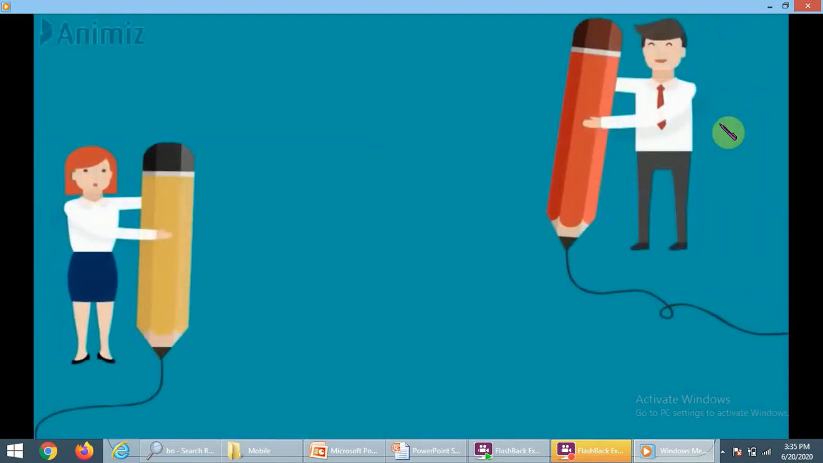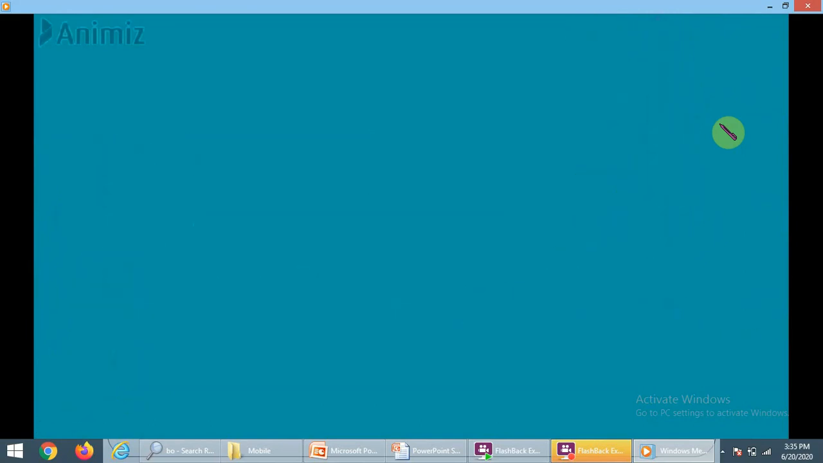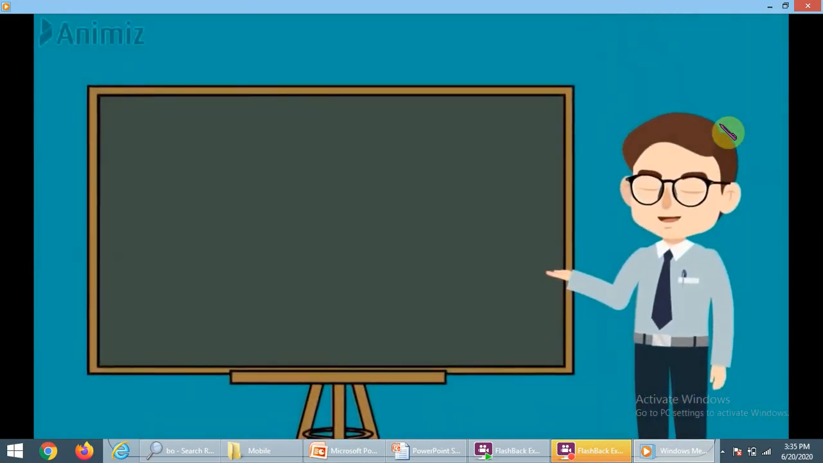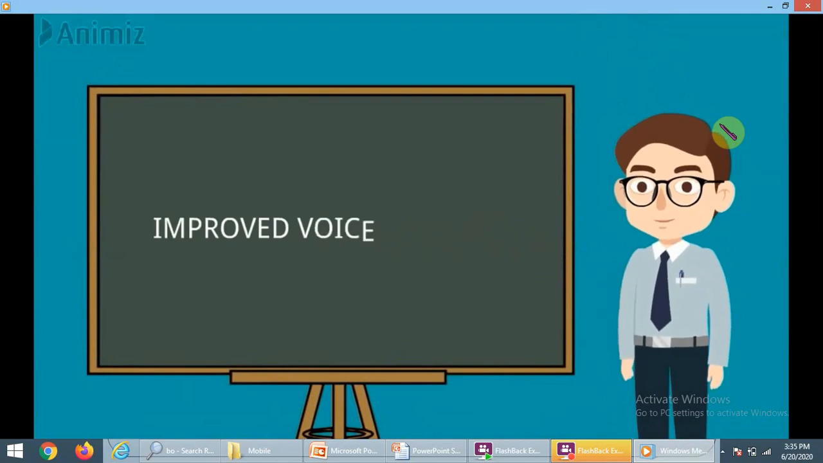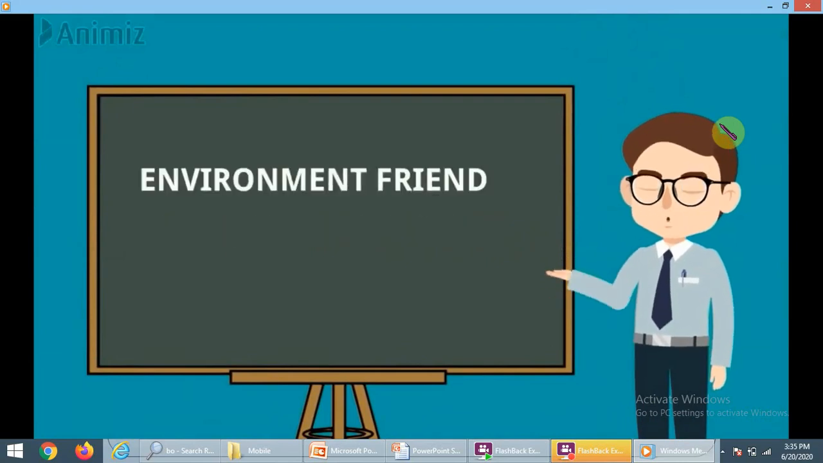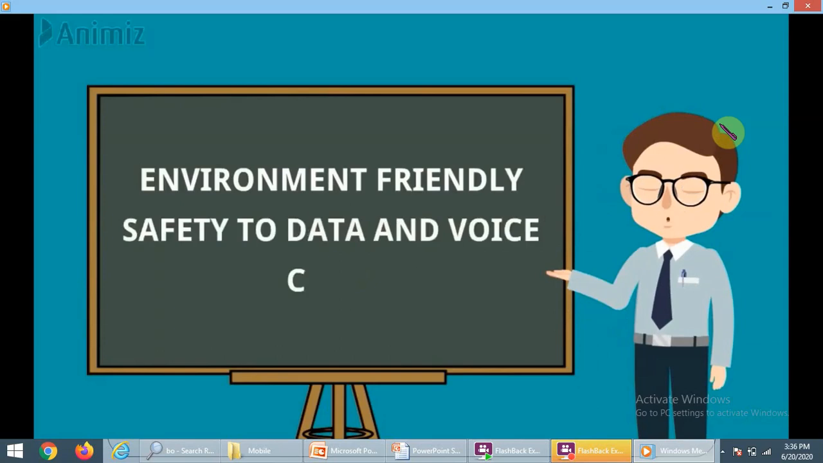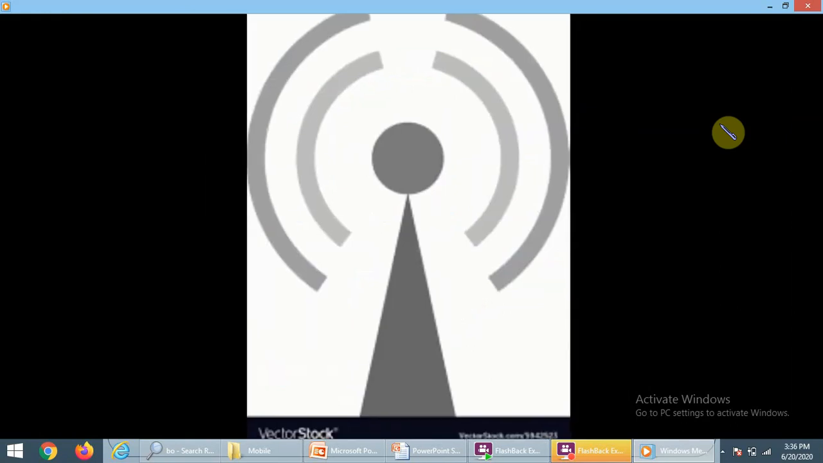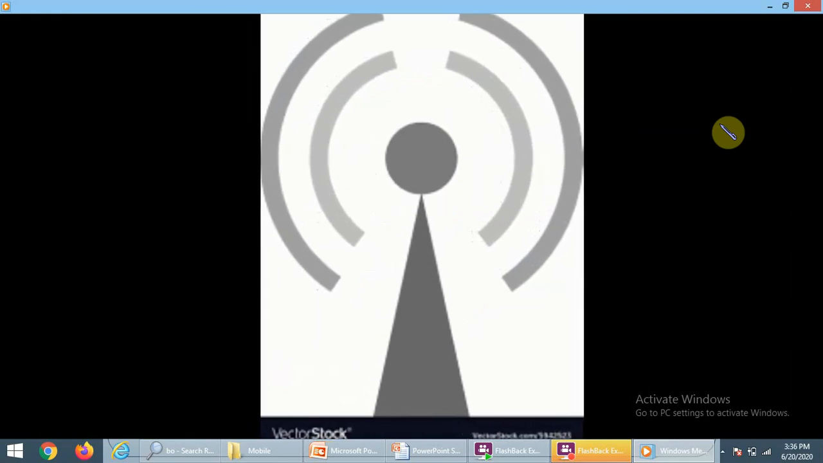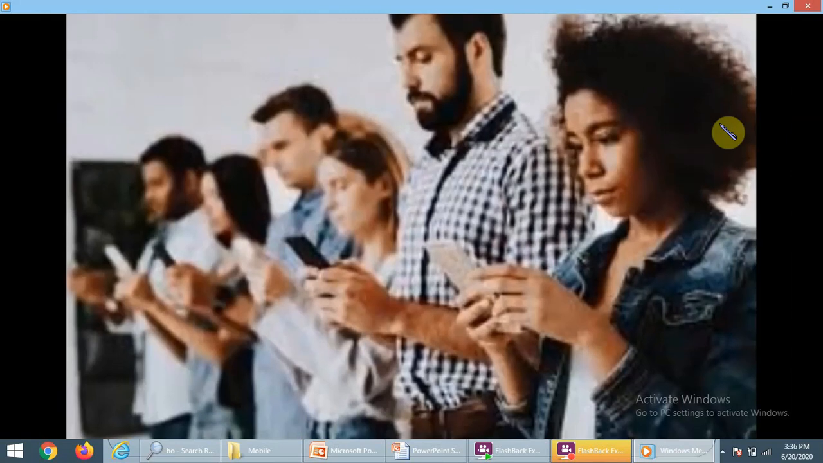Some benefits of 2G were: digital signals consume less battery power, so it helped mobile batteries last long. Digital coding improves voice clarity and reduces noise in the line. Digital signals are considered environment friendly. Digital encryption has provided secrecy and safety to the data. GPRS, that is General Packet Radio Service technology, is a cellular wireless technology developed between 2G and 3G.